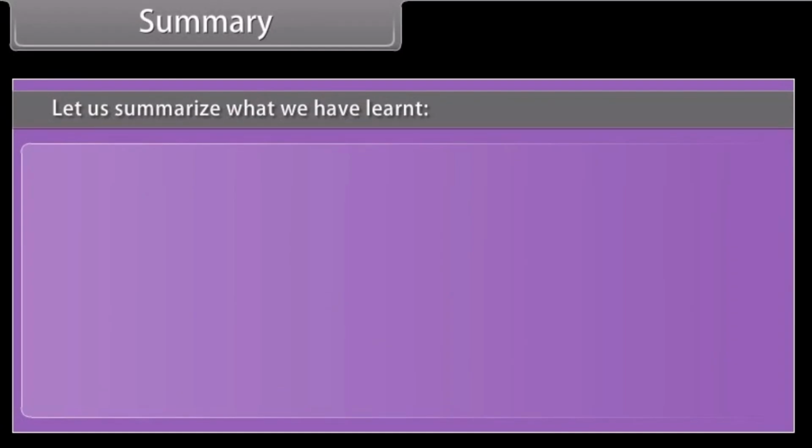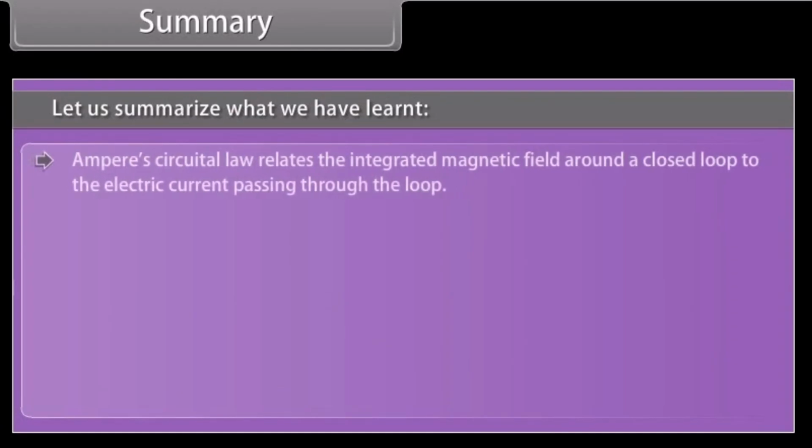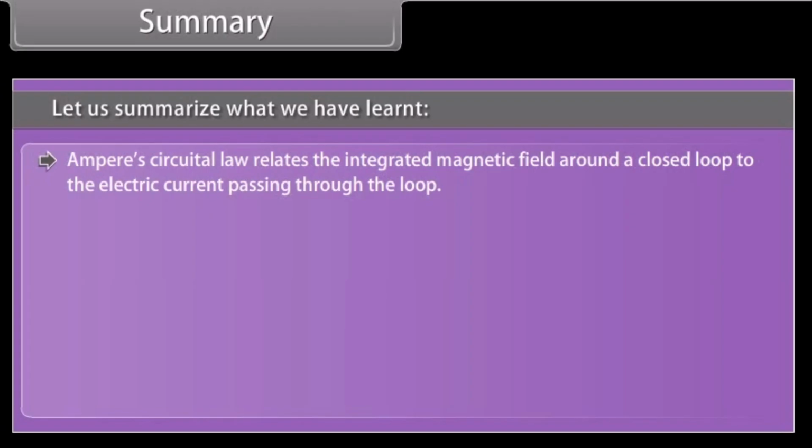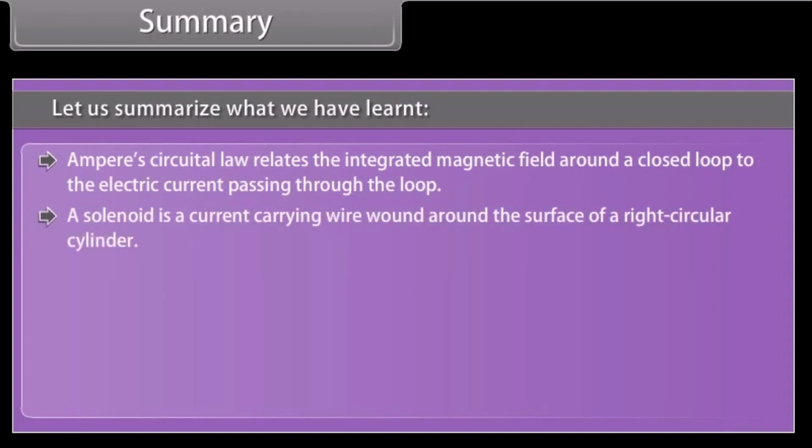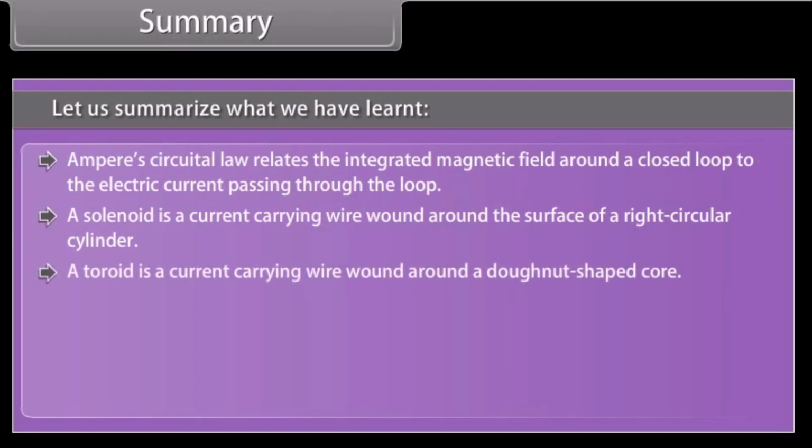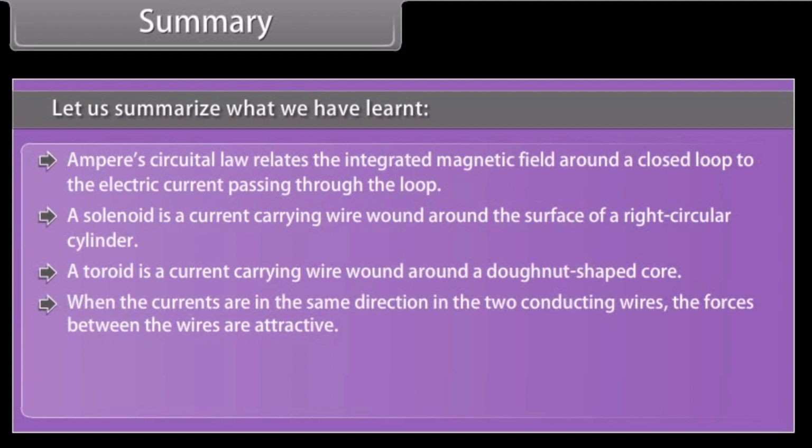Summary. Let us summarize what we have learned. Ampere's circuit law relates the integrated magnetic field around a closed loop to the electric current passing through the loop. A solenoid is a current-carrying wire wound around the surface of a right circular cylinder. A toroid is a current-carrying wire wound around a donut-shaped core. When the currents are in the same direction in the two conducting wires, the forces between the wires are attractive.